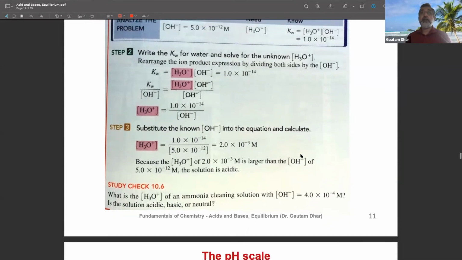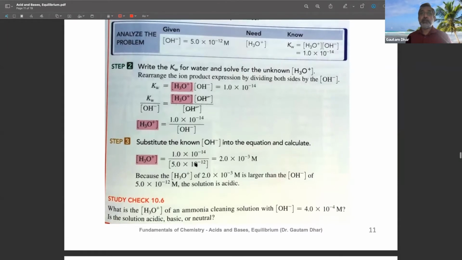Now, what I want you to do is this step 3 in your calculator and see that you are getting this exact same answer. Don't forget to use parentheses. And then you will do study check 10.6. So are you all getting 2.0 times 10 to the power minus 3? Yes. Okay. I just wanted to check that you are using the calculator properly, because a lot of mistakes come from the use of the calculator. So be careful, use parentheses when you are dividing multiple factors. Okay, now let's do 10.6.